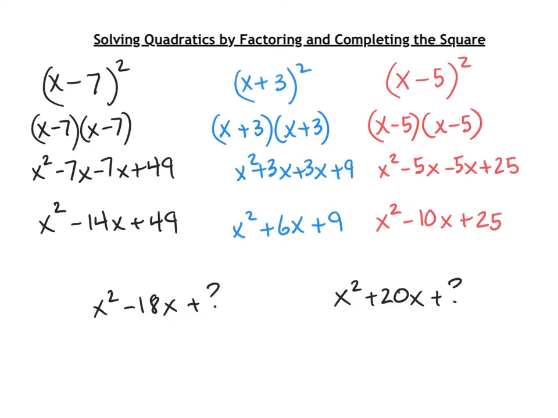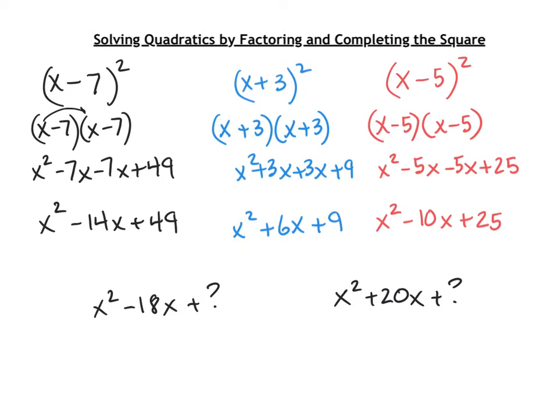This next concept is hugely important because we're going to learn to complete the square. First, you need to understand what makes a square a square. What I've done is I FOILed out three squares: x minus 7 squared, x plus 3, quantity squared, and x minus 5, quantity squared. Note that when you square, you FOIL.